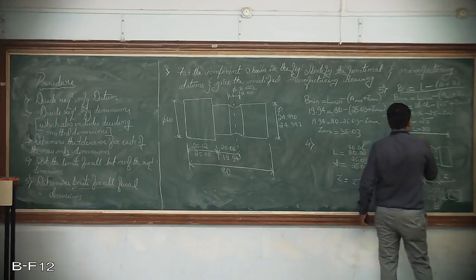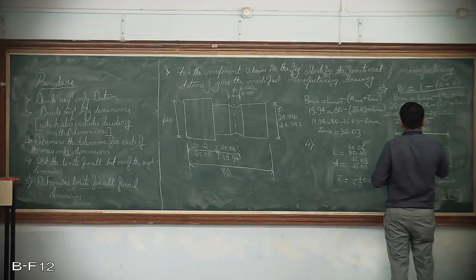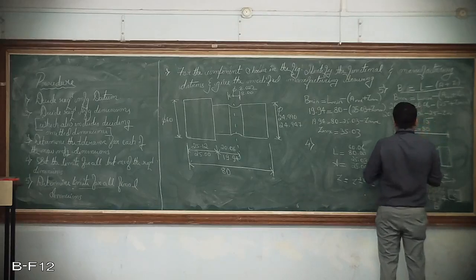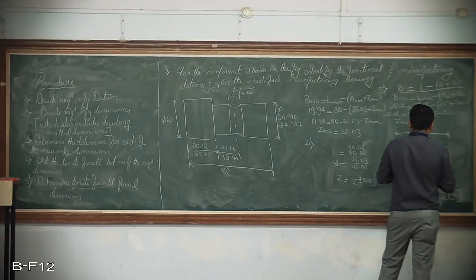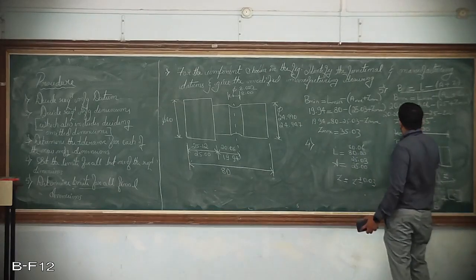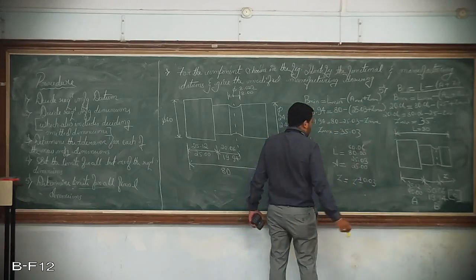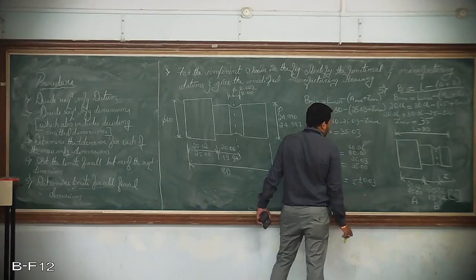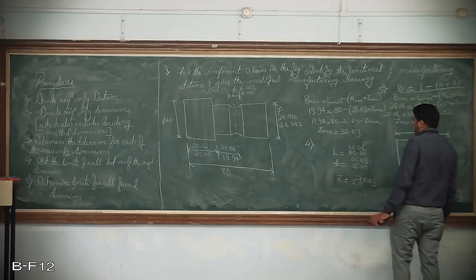Z minimum will come as 35, sorry. So Z minimum is 35 and Z max is 35.03. Hence the tolerance between them is 0.03, what we had decided in the previous step.